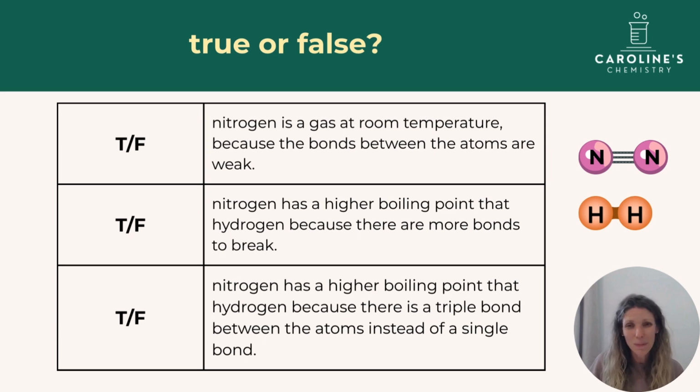And then finally, hopefully you're twigging onto this now, see if you can catch this one. Nitrogen has a higher boiling point than hydrogen because there is a triple bond between the atoms instead of a single bond. Again, false. Because we don't break those covalent bonds, we overcome the weak forces between the molecules.